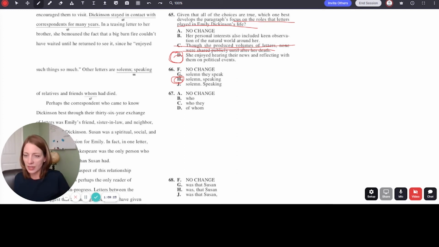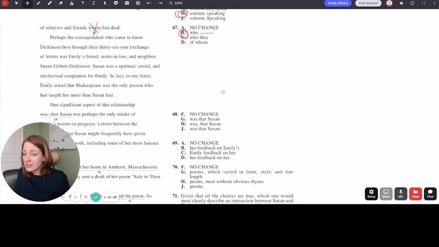67. Relatives and friends. This is going for the subjective case. One way you can think through that is if you could put he had died. Who had died. Whom, you would put him in the place of; you wouldn't say him had died. You would more likely say he had died, not him had died. So that makes me think this needs to be the subjective form and not the objective form.